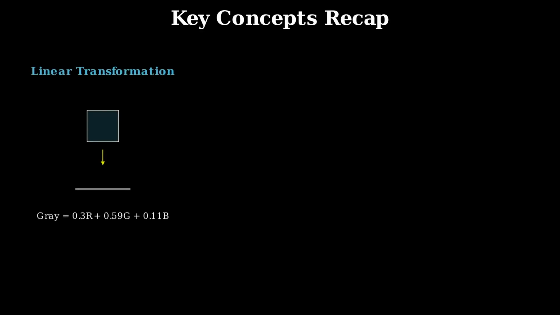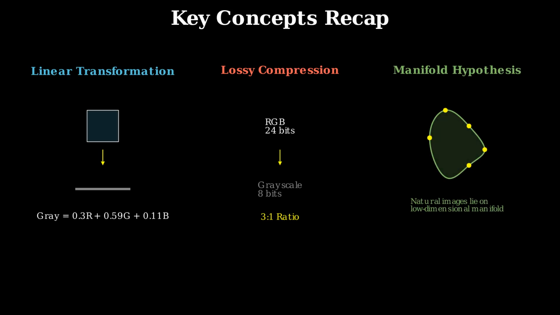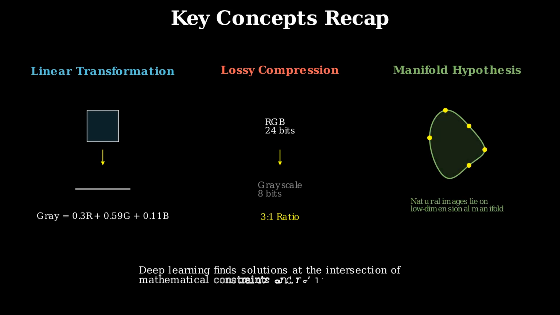To recap, what began as a simple problem of converting a grayscale image to color led us on a journey through linear algebra, information theory, and the geometric structure of high-dimensional data. We learned that the solution lies not in finding a unique mathematical inverse, but in using an internal model of the world to navigate a space of infinite possibilities and find the ones that are both plausible and consistent.